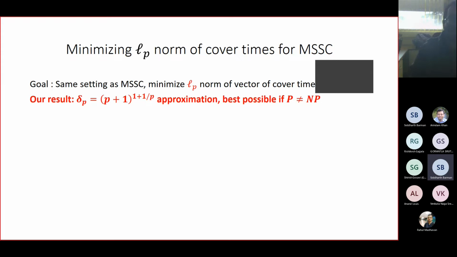But the interesting thing is what happens if p is between 1 and infinity. So we show that you get a bound of (p+1)^(1+1/p). And this is also the best possible unless P equals NP. Indeed, if you plug p equal to 1 in this, then you'll get exactly 4. And you also get log n if you plug the right value of p. So if you plug p to be about log n, then you'll get roughly log n. This tightens the results of Golovin, Gupta, Kumar, and Tangwongsan.